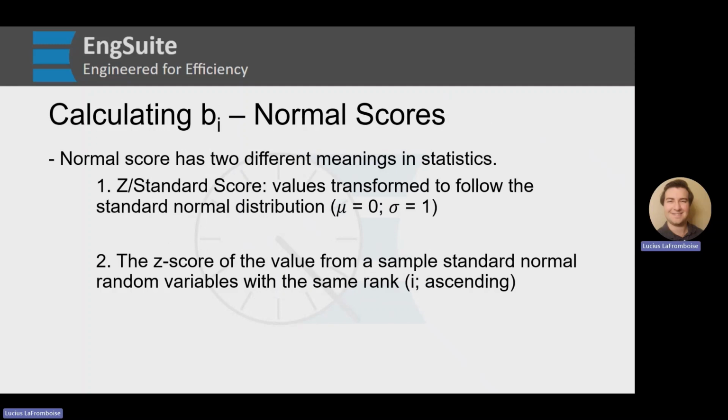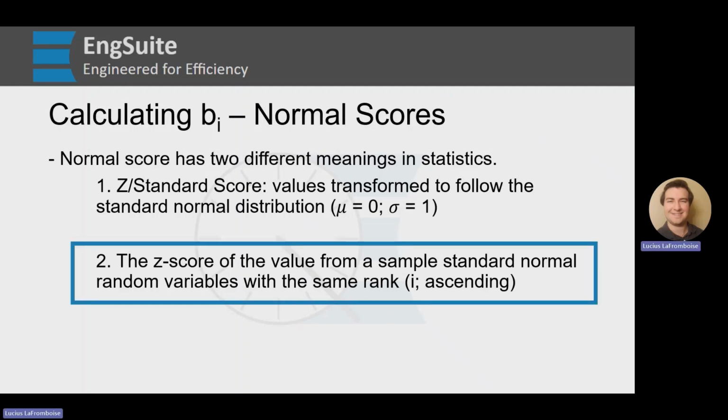Calculating bi. So this is really the hardest thing that we're going to have to do. The normal score has two different meanings in statistics. The first is the z, or standard score, and these are values transformed to follow a standard normal distribution where mu equals 0 and sigma equals 1. The second definition is the z-score of the value from a sample standard normal random variable with the same rank, i ascending. That second, very complicated definition is the one that we have to use for Ryan-Joiner.